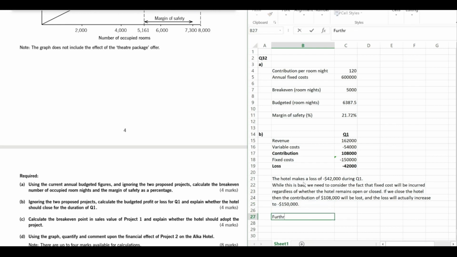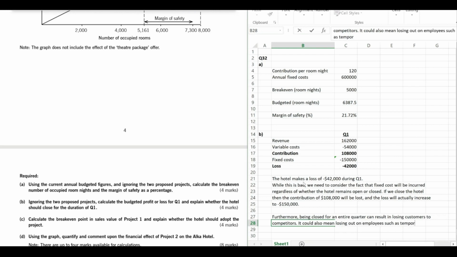Furthermore, being closed for an entire quarter can result in losing customers to competitors, not just customers, right? It could also mean, because hotels have a lot of temporary staff, that you could lose them too, right? Because they'll say that this hotel, we can't always rely on them for employment. It will also mean losing out on employees such as temporary staff.